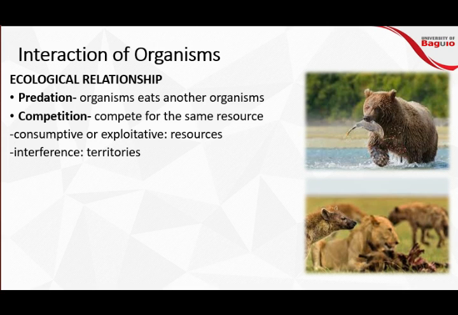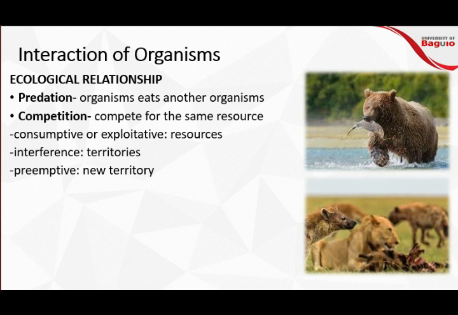Another type is what we call interference. So they are competing in the territories. Okay, so for example, let's look at the bear again. Let's say a bear and a lion are competing in that territory, maybe because of the resources that they can find in that particular territory. That is what we call interference. And we also have what we call preemptive competition. So how is this one?